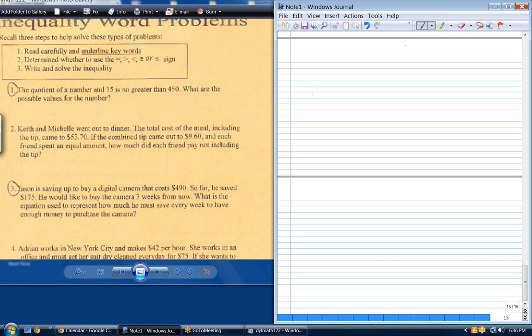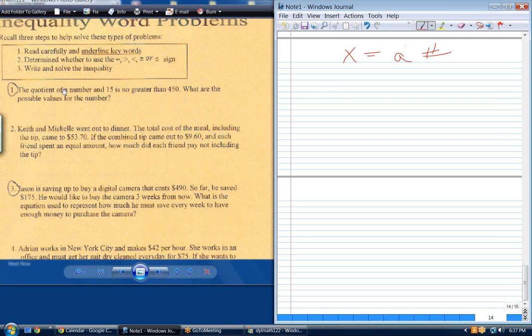Okay. The quotient of a number and 15 is no greater than 450. What are the possible values of the number? So x is a number. Now what's the inequality we need to write? Oh, so 15 is less than 450.